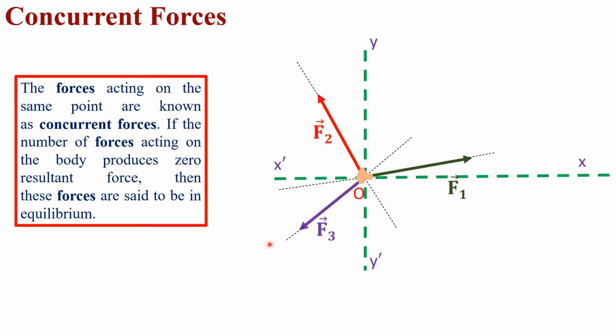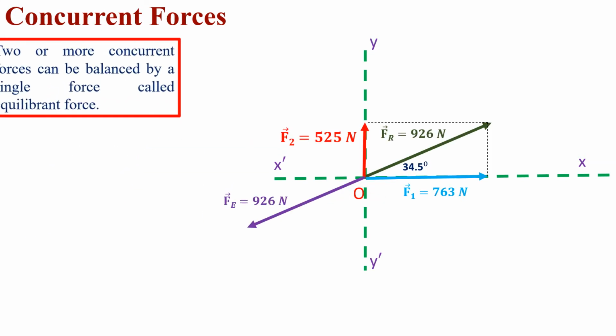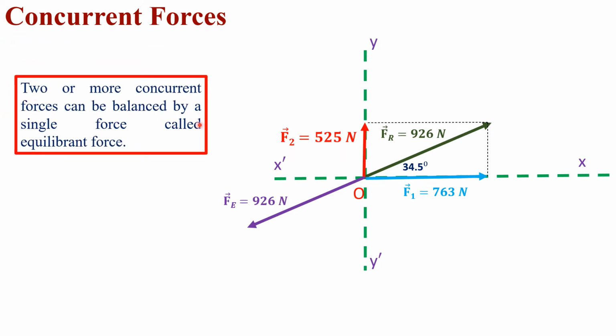The forces are concurrent because the line of action passes through the common point. Two or more concurrent forces can be balanced by a single force called equivalent force. Here we have two forces, force F1 and force F2. Force F1 is equal to 763 Newton and force F2 is equal to 525 Newton, and their resultant is 926 Newton, making an angle 34.5 degree along with x-axis.